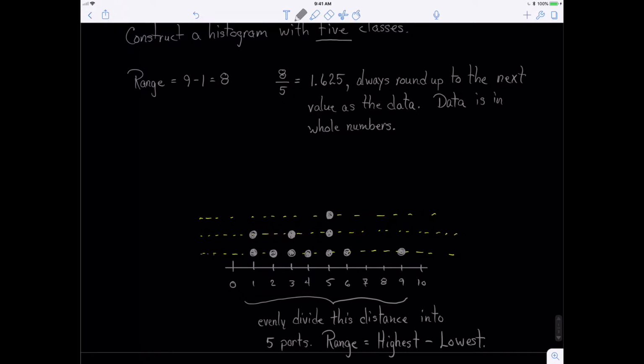Okay, so if we're at 1.625, this is a decimal. The next whole number above that is 2. So we're going to use 2 as our dividers, and we're going to call this 2 the class width.